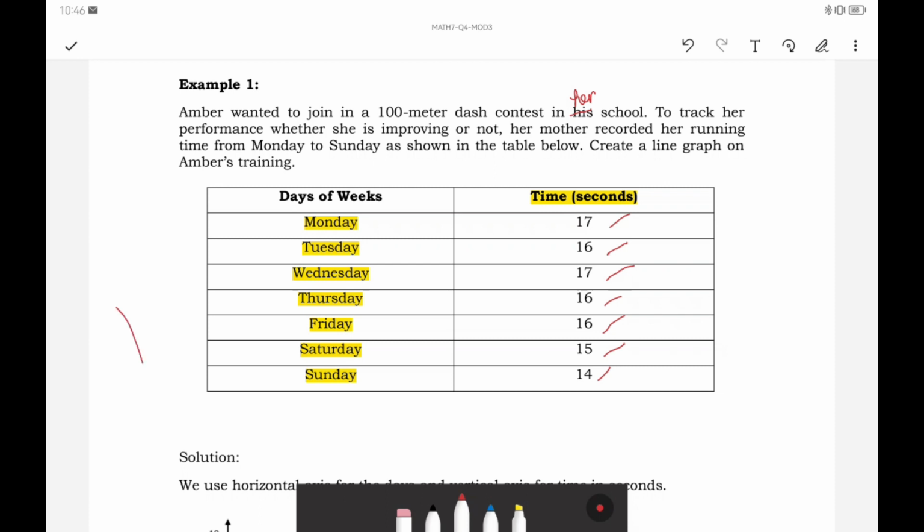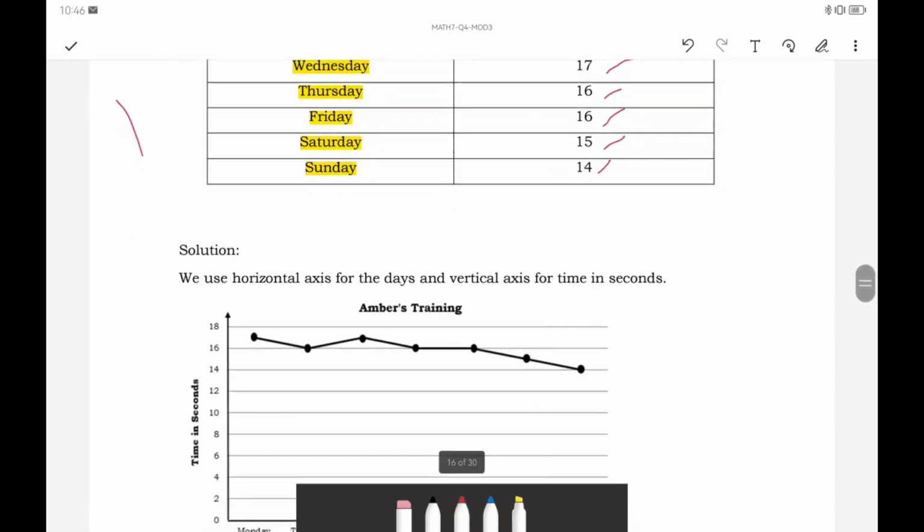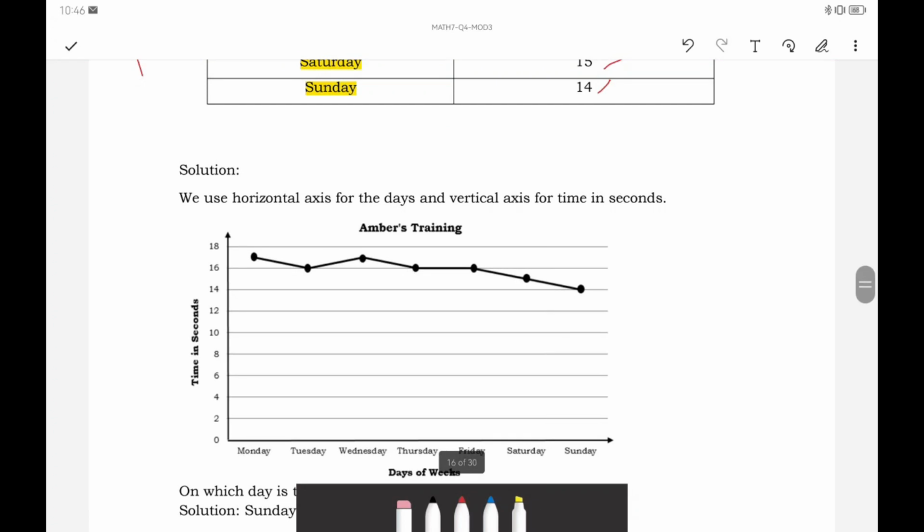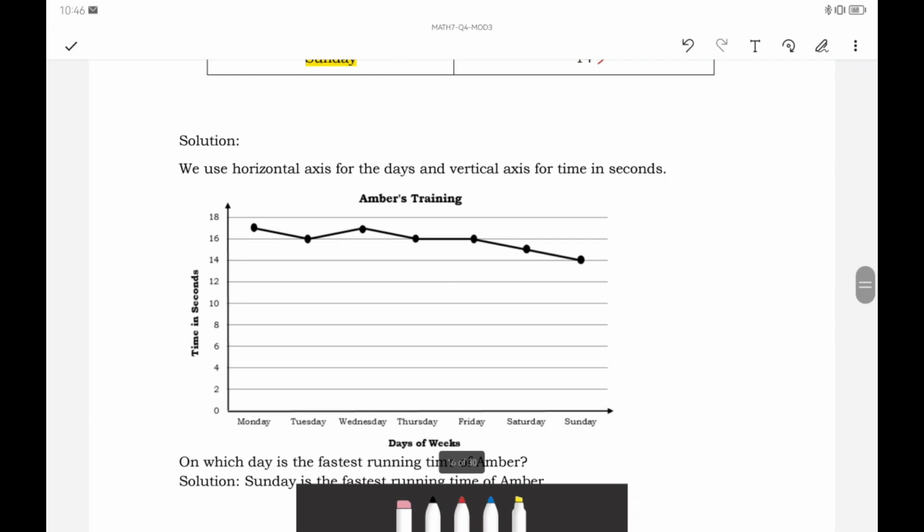Now for this solution, we use the horizontal axis for the days and the vertical axis for time in seconds. So it is shown here that the horizontal axis is for days. We have Monday, Tuesday, Wednesday, Thursday, Friday, Saturday, and Sunday. Now, the vertical axis is time in seconds. So we have here 0, 2, 4, 6, 8, 10, 12, 14, 16, and 18.